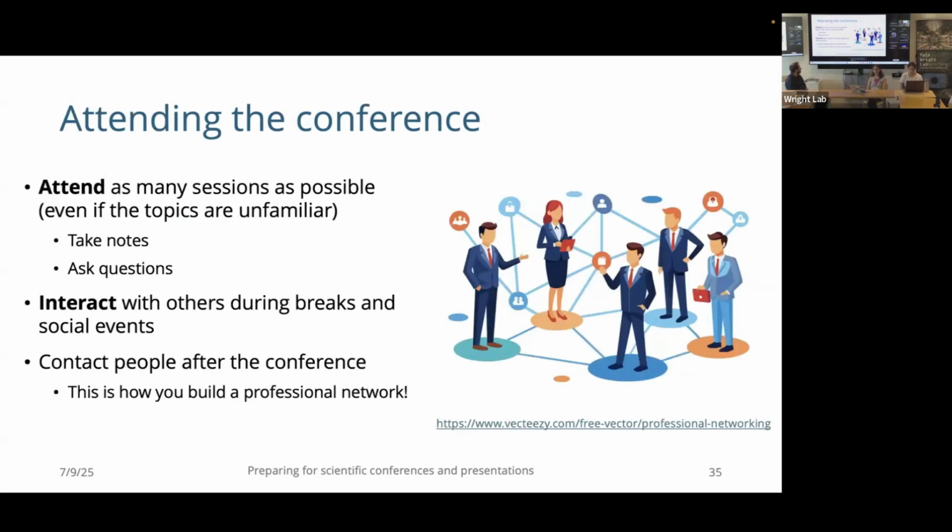And then once you're there, attend as many sessions as possible. Even if topics are unfamiliar, it's always interesting to learn something new. Personally, I like to take notes just to keep my mind focused on it. Maybe for other people that distracts them, but I think it is helpful to take notes and ask questions. Don't be afraid to ask questions. It can be kind of intimidating, but if you're wondering something, it's likely that someone else in the room is wondering the same thing.